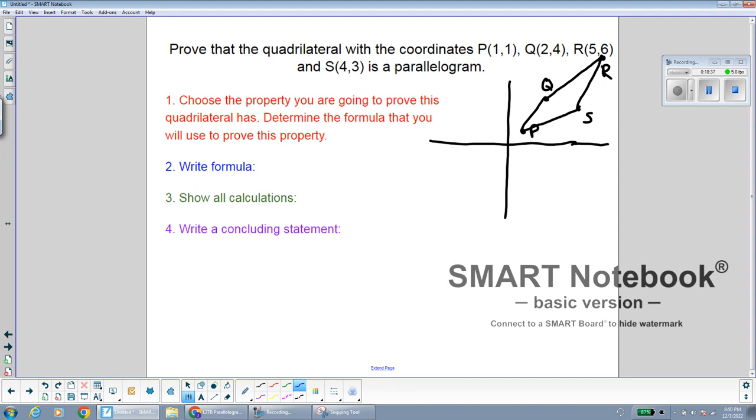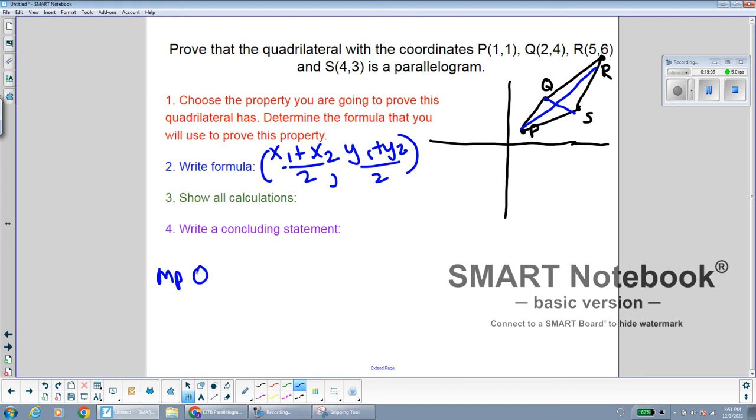Because the property that I like to use is I like to show that the diagonals bisect each other because I like to use midpoint formula the best. So all I'm going to do is use midpoint formula for diagonal QS and midpoint formula for diagonal PR and show that the midpoints are the same. So I'm using midpoint formula. So midpoint formula is x1 plus x2 over 2, y1 plus y2 over 2. And let me show my work down here because I don't have enough space.